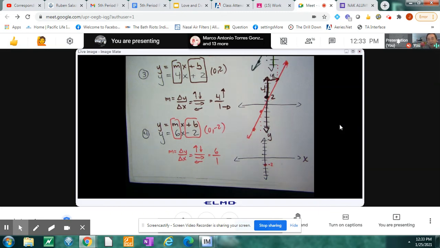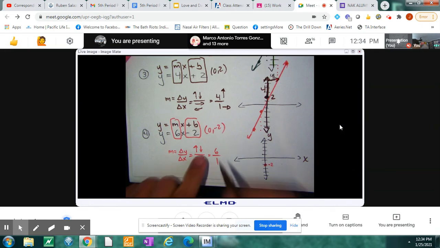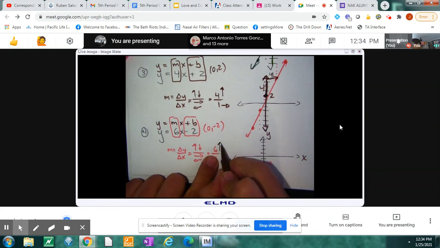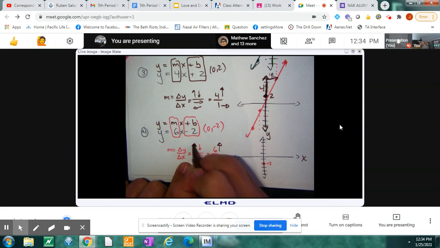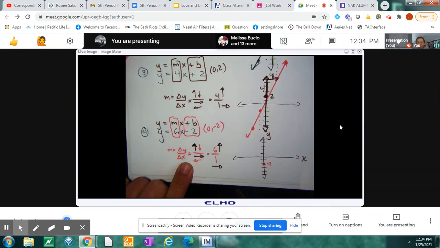Yeah, but that's later on. I don't want to complicate things for you. So remember, it's positive, it's going up. Positive 1, it's going to the right. So you're going to go up and then to the right, because that's positive.